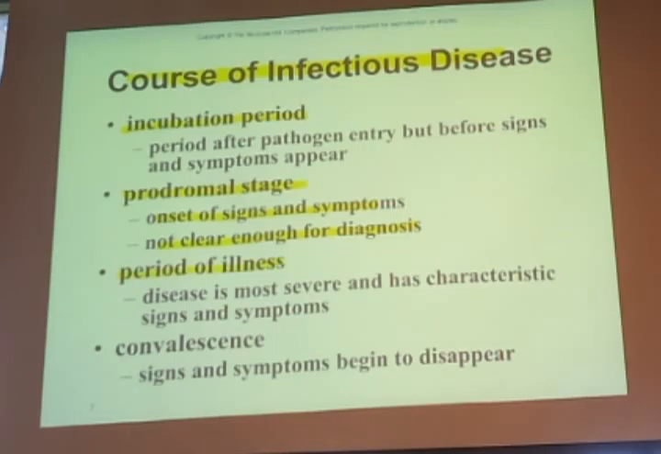Then they have the period of illness. That's when it's the worst, and it does have particular signs and symptoms. And then the convalescent period, they're over the worst. Now it's obvious they're getting better. They still have signs and symptoms, but those are declining. And during the convalescent period, are people contagious during this time?